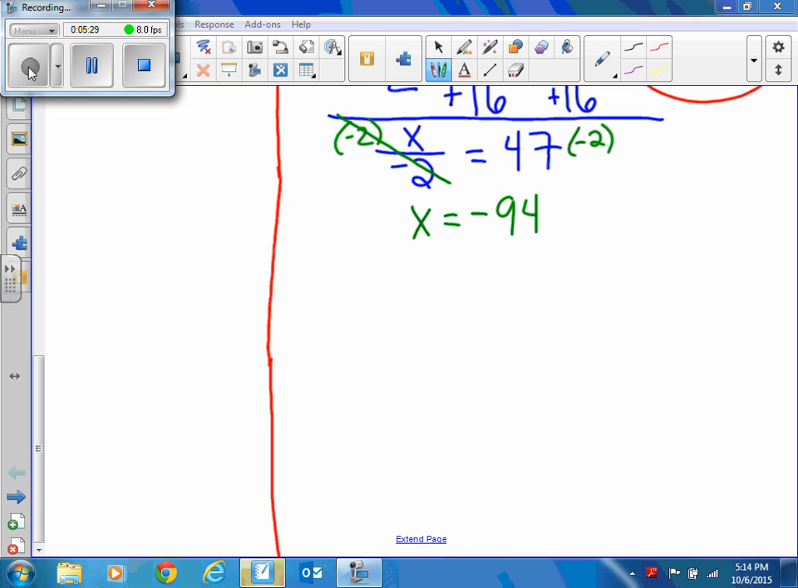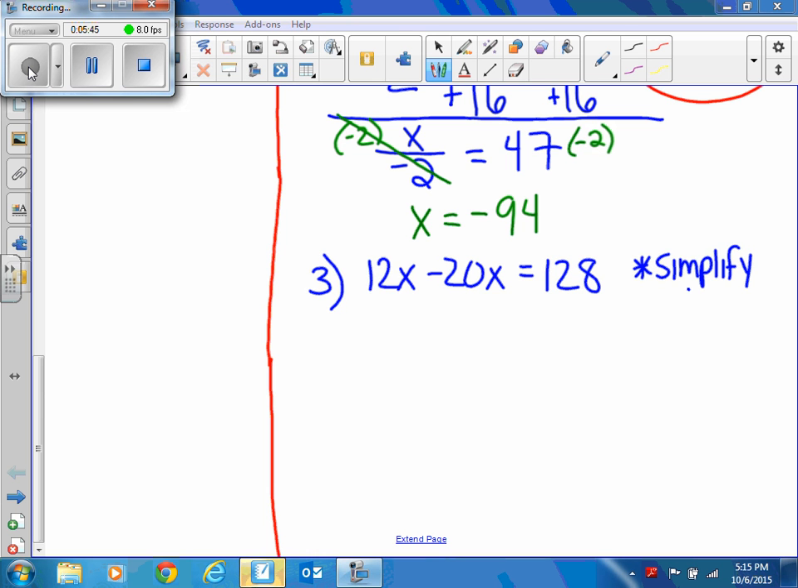All right, number 3. We have 12x minus 20x equals 128. For this one, you have got to simplify first. You always want to make sure you're simplifying your expression, or in this case, it's an equation, before you're solving it. So if I have a positive 12x and a negative 20x, I have negative 8x equals 128. Okay, that was the first step.